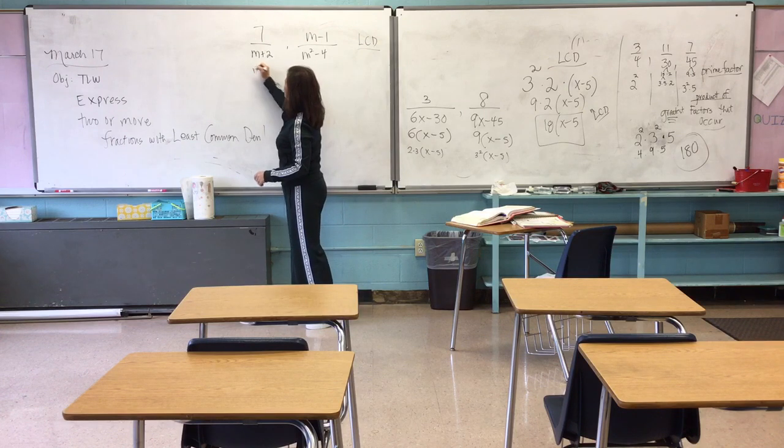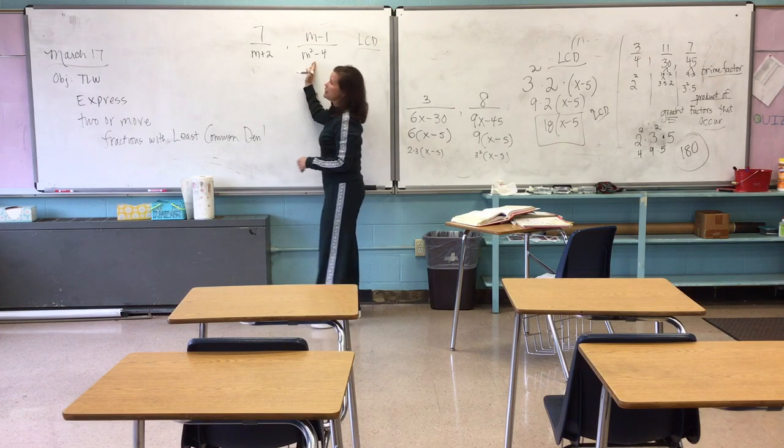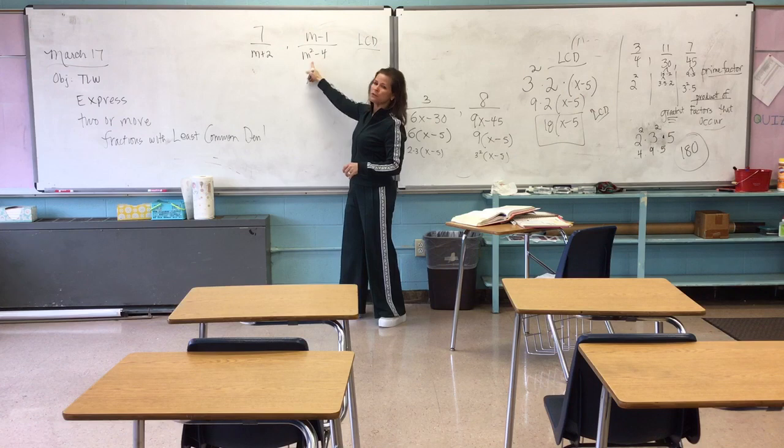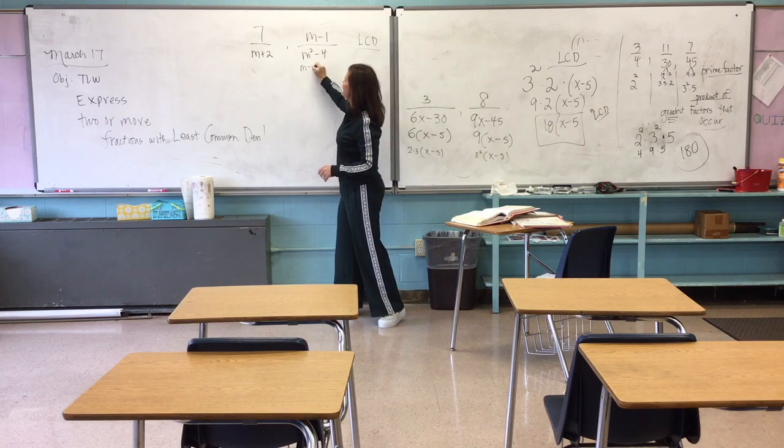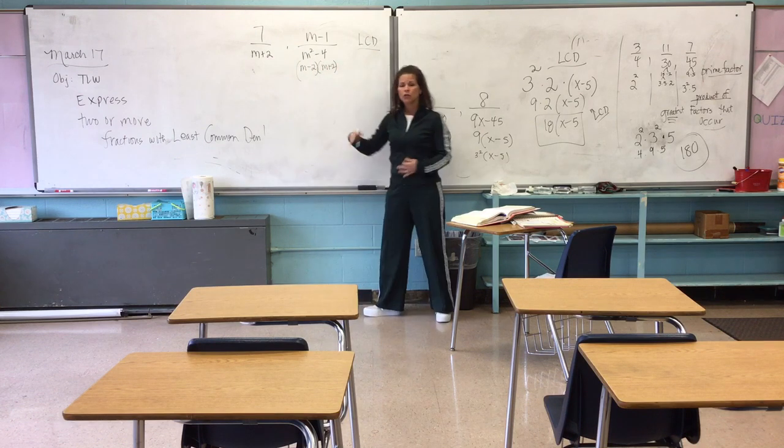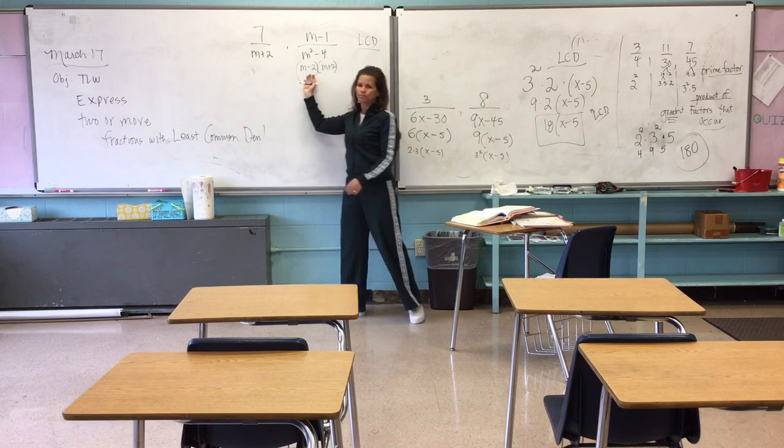Well, this guy's already factored, m plus 2, he's done. This is the difference of squares. Mons, you see that? Montserrat, difference of squares. M minus 2 times m plus 2. So I factored it. So now my denominators are both factored.